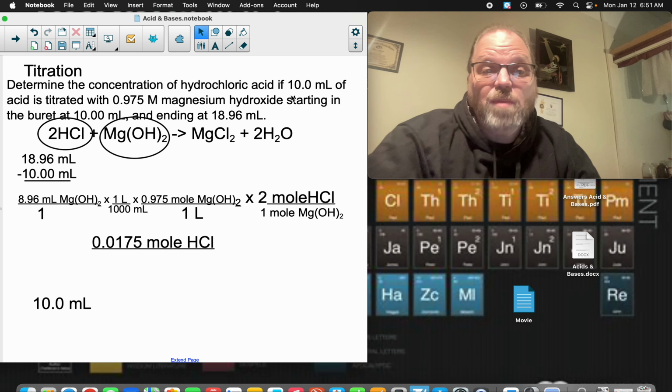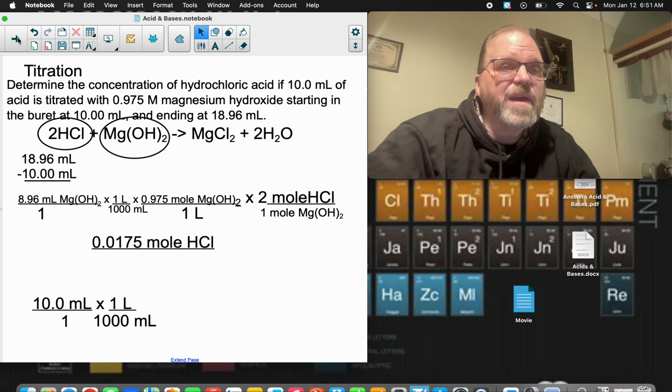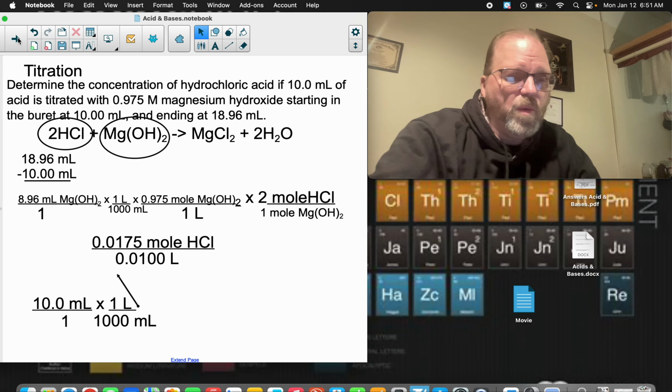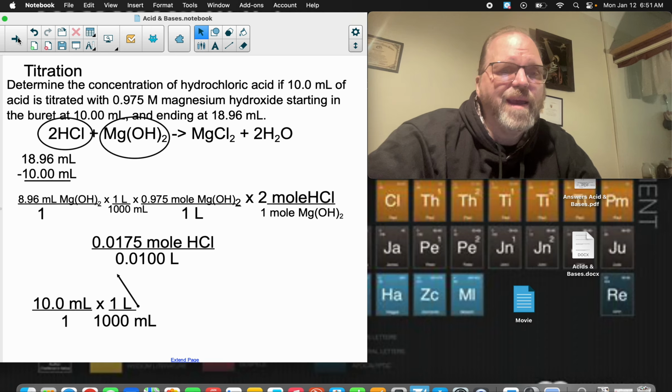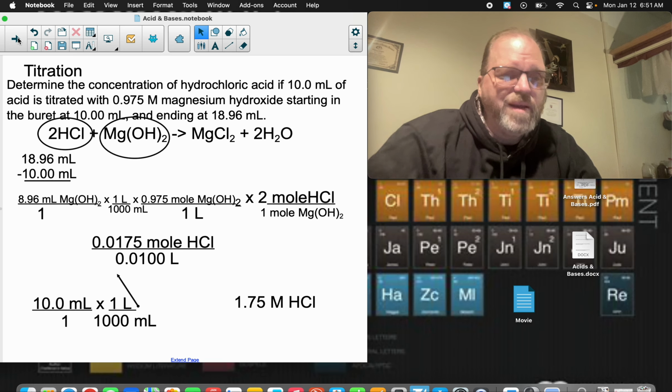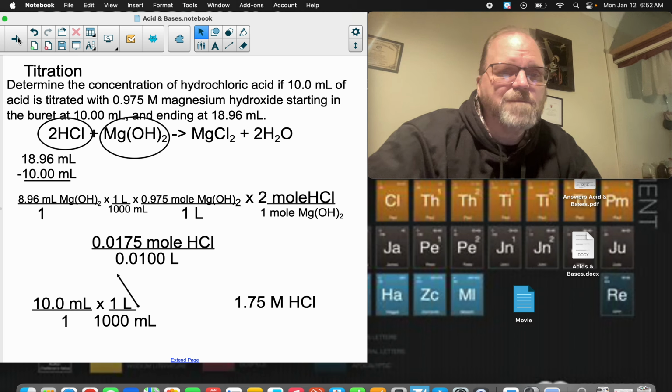We need to get, that's moles. We need to get liters. So if I have 10 milliliters, 1 liter is 1,000 milliliters. That's going to go on the bottom. And again, this is 0.01175. And the answer there is going to be 1.75 molar.